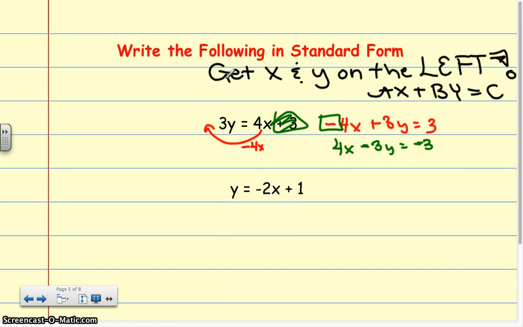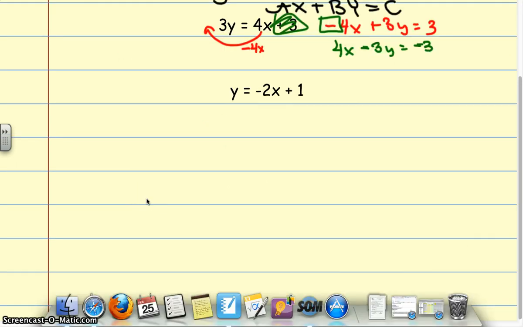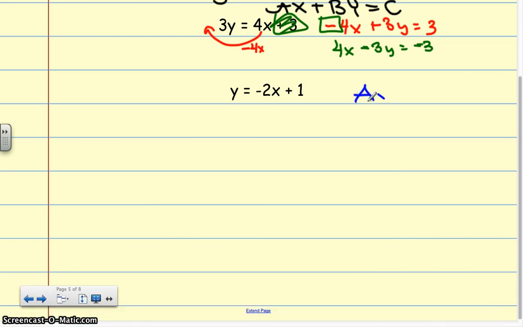Okay, I want you to do this one in your notes. y is equal to negative 2x plus 1. Turning that into standard form, ax plus by is equal to c, I need to scoot this over. How I scoot it over is plusing 2x, because it's a negative, you've got to do the opposite. 2x plus y equals 1, and I'm done.